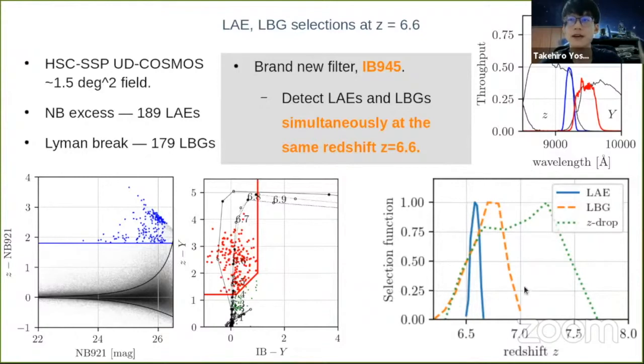Though the width of the LBG selection function is wider than that of LAEs, it is much narrower than that of typical z-dropout selections. From the selection function, we find that using IB945 can achieve selecting LBGs at almost the same redshift as LAEs.